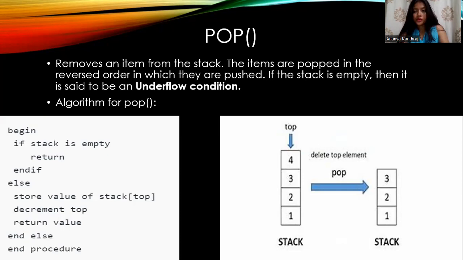Let's look into the algorithm for the pop operation. Begin, if stack is empty, return, end if, else store the value of the stack top, decrement the top, then return the value, end else, end procedure. Let's look at the example where you can see a stack of elements 1, 2, 3, and 4. Here the top element is 4. You wish to delete the top element, that is, you are popping it. After popping, done in the reverse order, you get the stack 1, 2, and 3, which is the resultant stack.